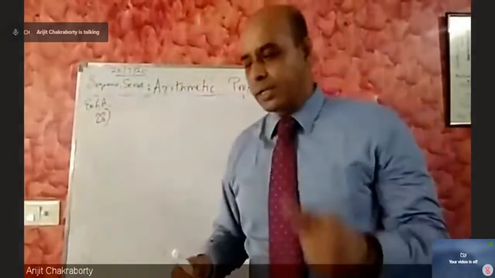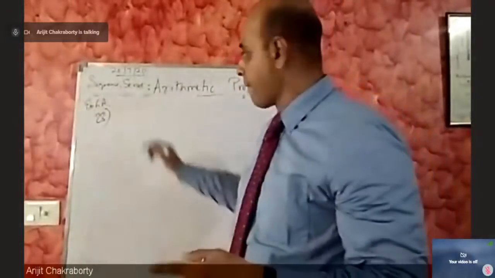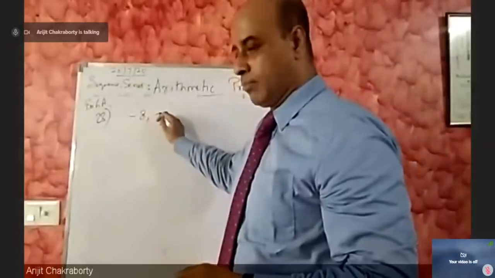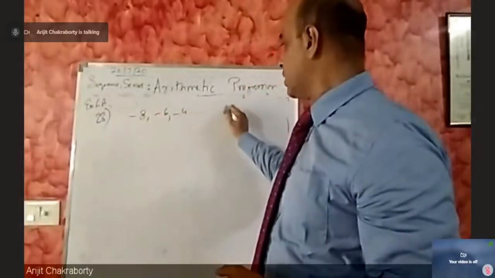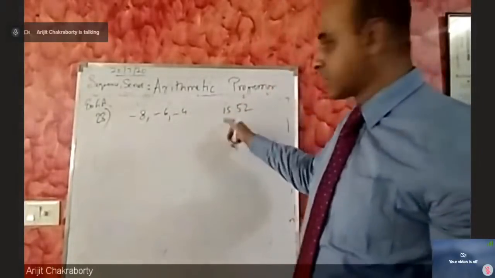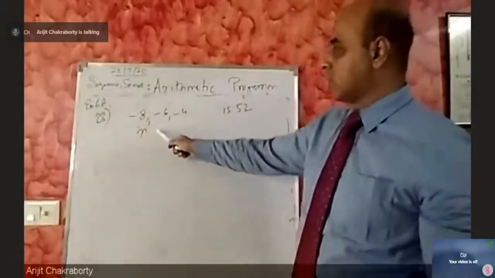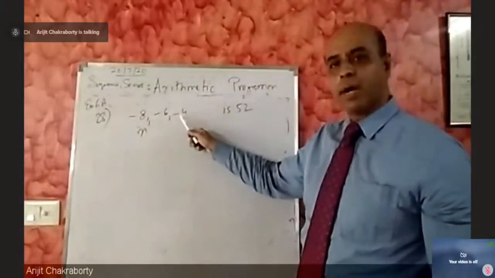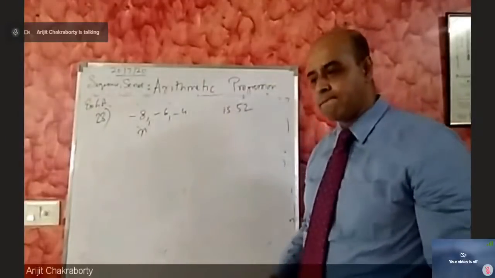The sum of a certain number of terms of an AP. The series is given: minus 8, minus 6, minus 4, and the sum is 52. You have to find the number of terms. So the sum of n terms of the series minus 8, minus 6, minus 4 will give you 52. You have to find n.